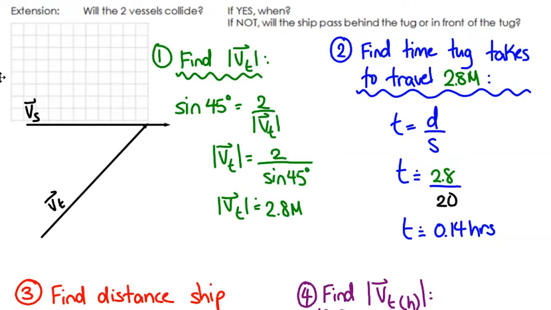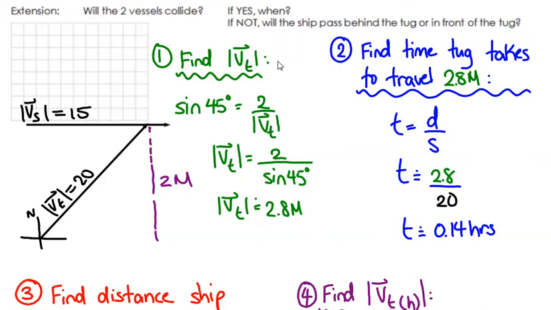All right, what I want to do first is fill in all of the numbers so that you see them again. Okay, so this guy was at 15 knots, and this guy was at 20 knots. Remember that is a speed, so you're going to have to keep that in mind. We also had the vertical distance, which was 2 nautical miles, and this was north, 45 degrees east.